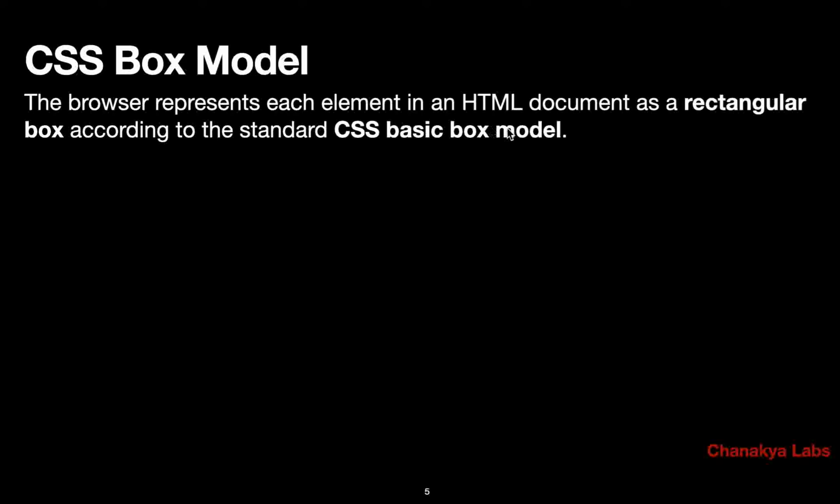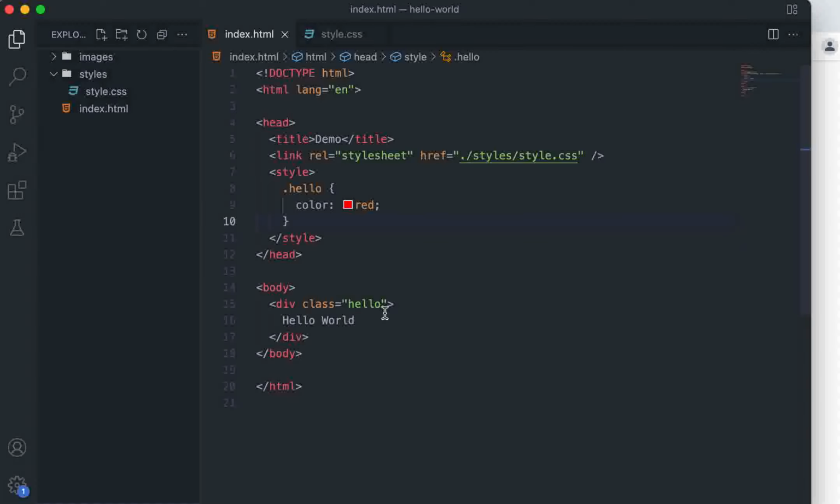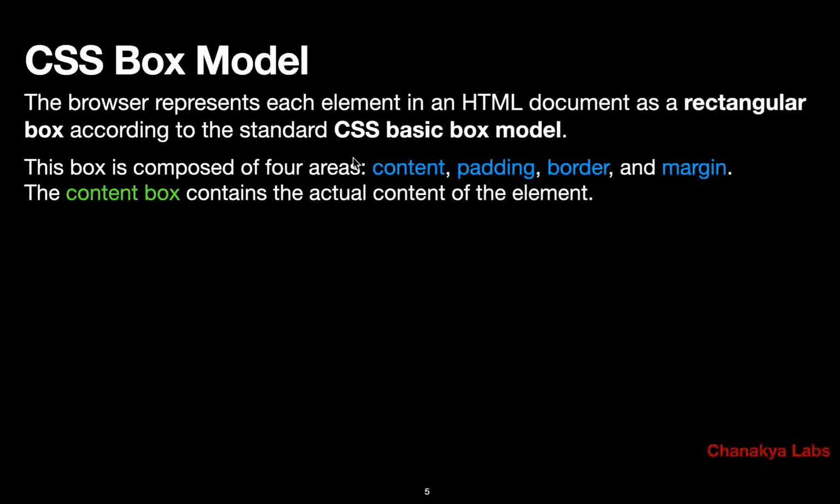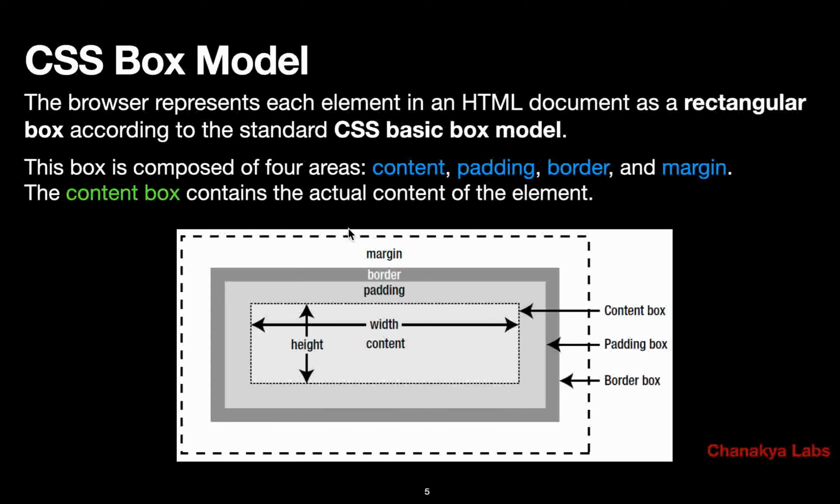The idea is that each element which you are going to design in CSS, let's say this element, can be represented as a box. Around that box we can have various types of areas which are called the content area, padding area, border area, and margin area. The content box is the main box where the actual content is. This internal area is only the content box, but there are lots of other areas also.